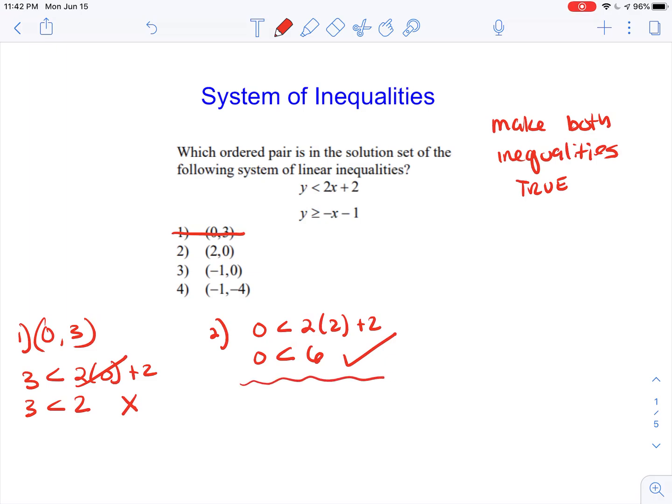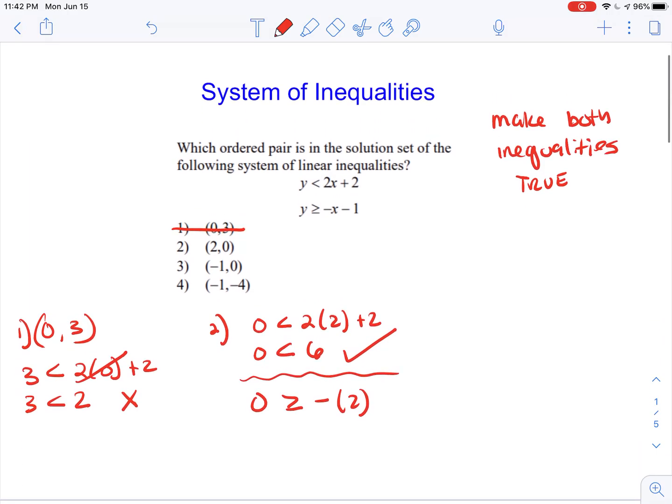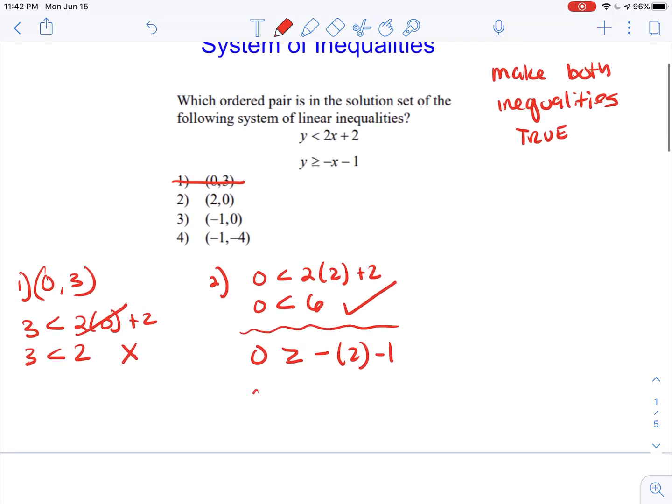Okay, so when I plug it into the second one, I get 0 is greater than or equal to, and we're substituting in a 2, 2 minus 1. So 2 minus 1 is 1... Is 0 greater than or equal to minus 3? And the answer is yes. Okay, so number 2 definitely works for both. Now, it never hurts to check the rest of them, just in case we made a calculation mistake.